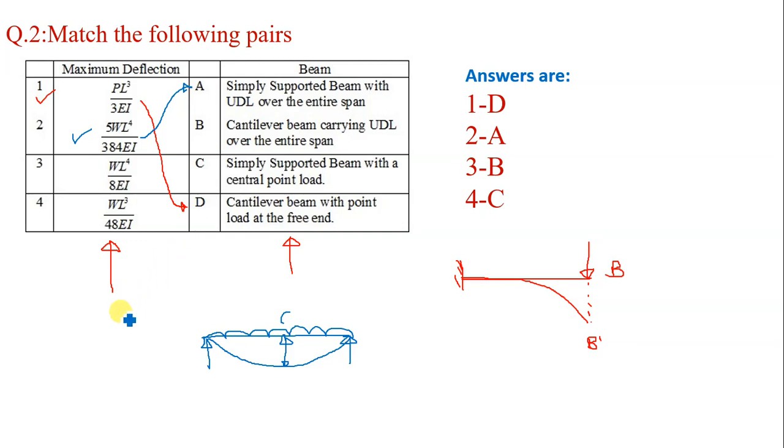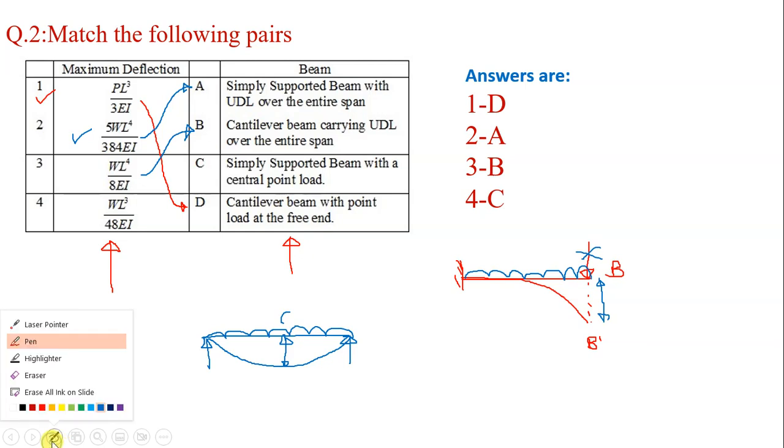The third one is WL raised to 4 upon 8 EI. This is the maximum deflection when a cantilever beam is carrying uniformly distributed load over the entire span. Now instead of the point load, if UDL is acting over the beam, then the deflection at the free end of the beam, which is the maximum deflection, is equal to WL raised to 4 upon 8 EI.